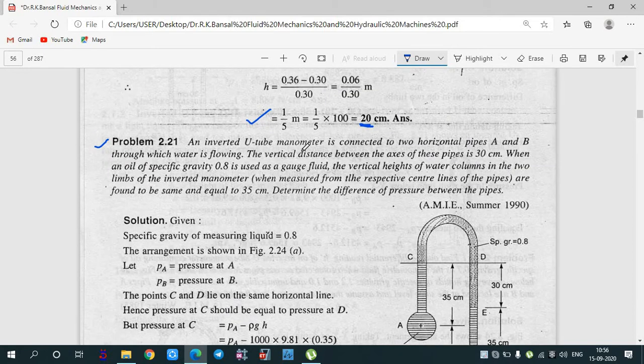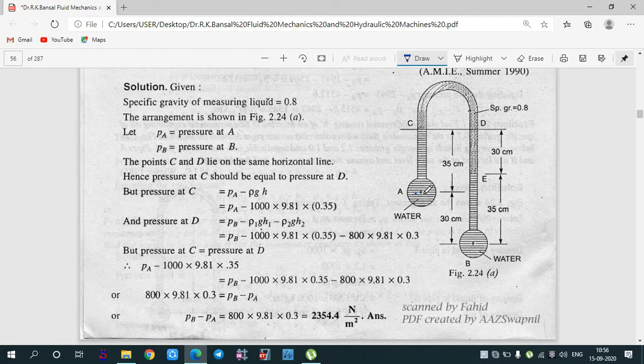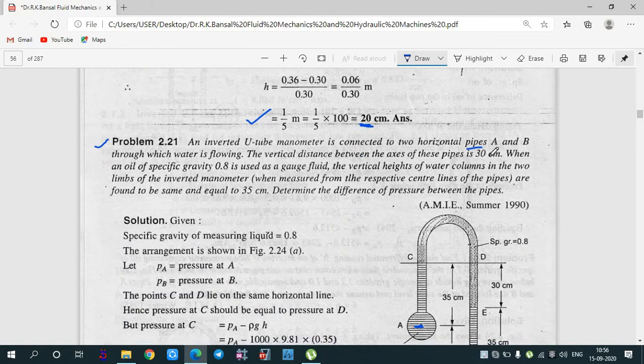An inverted U-tube manometer is connected to two horizontal pipes A and B, through which water is flowing. The vertical distance between the axes of these pipes is 30 centimeter. So the vertical distance between the centers of these two pipes is 30 centimeter. That is what it is saying.